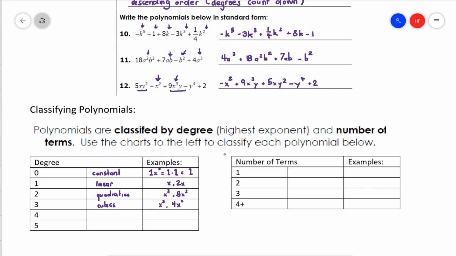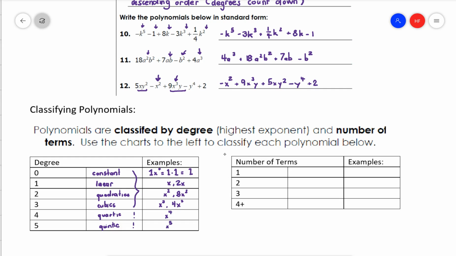Those are some examples. When we get to 4 and 5, these are things that we don't typically hear. Those are quartic and quintic polynomials. A lot of times we really only deal with up to here, but be aware that these do have names. That would be like x to the 4th and x to the 5th.